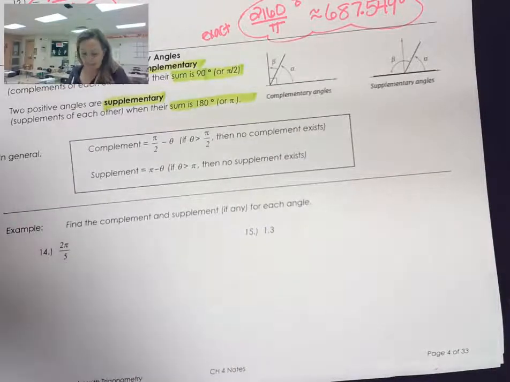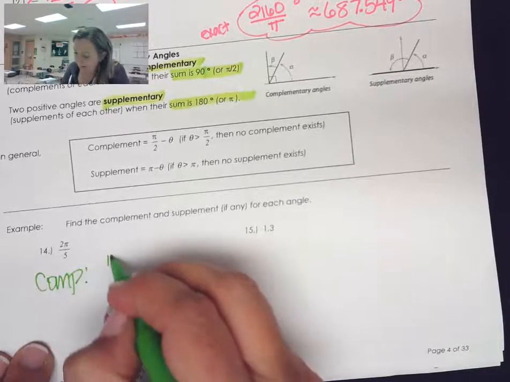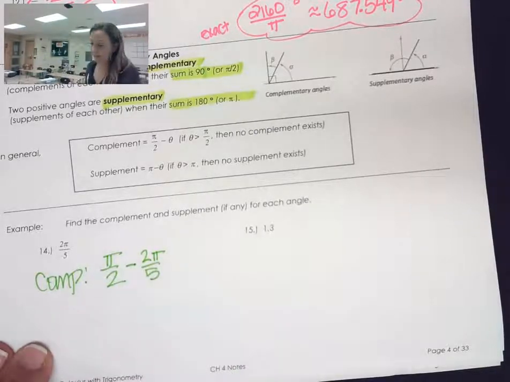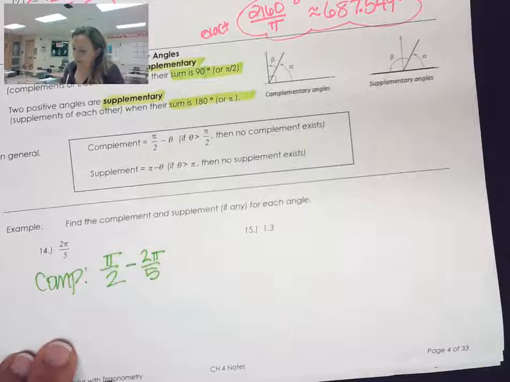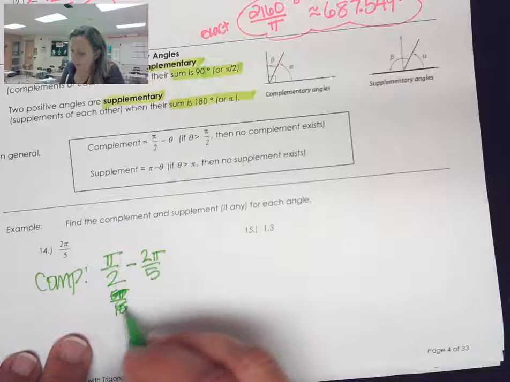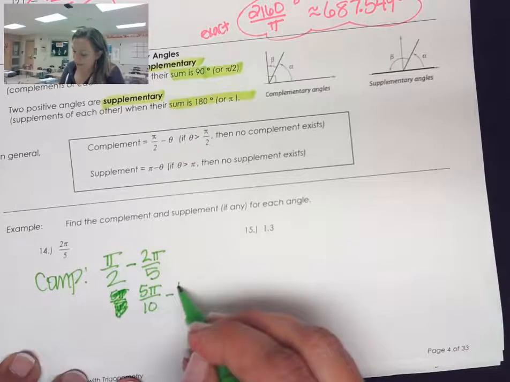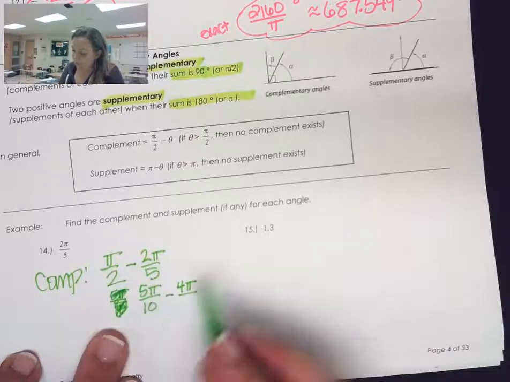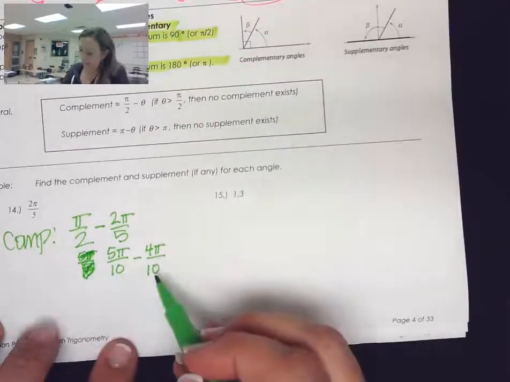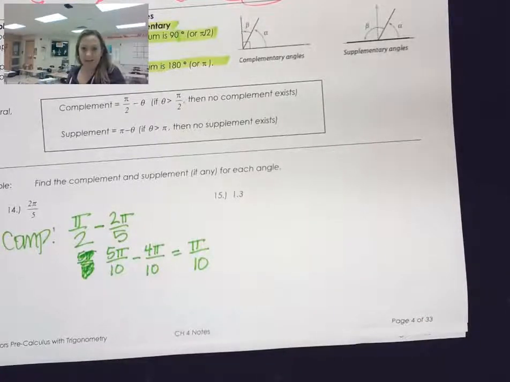So what we'll do here to find the complement is we'll take pi over 2 minus the angle measurement in question, which is 2 pi fifths. Then we would just convert to a common denominator. The common denominator here would be in terms of 10. So I could turn pi over 2 into 5 pi tenths, and 2 pi over 5 could turn into 4 pi tenths. So my complement would be exactly pi tenths.